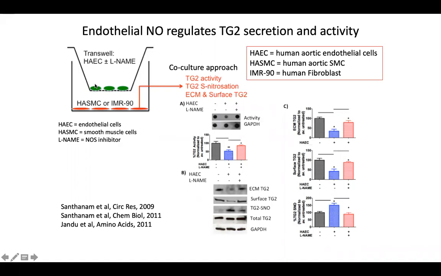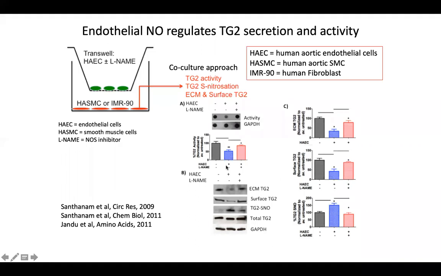The next thing we found was that in addition to these exogenous chemical interventions, if we merely provided endothelial cells in co-culture with either smooth muscle cells or fibroblasts, the nitric oxide from this endothelial cell layer was sufficient to regulate the secretion and activity of tissue transglutaminase in the basolateral cell layer, which was either the smooth muscle cells or the fibroblasts.